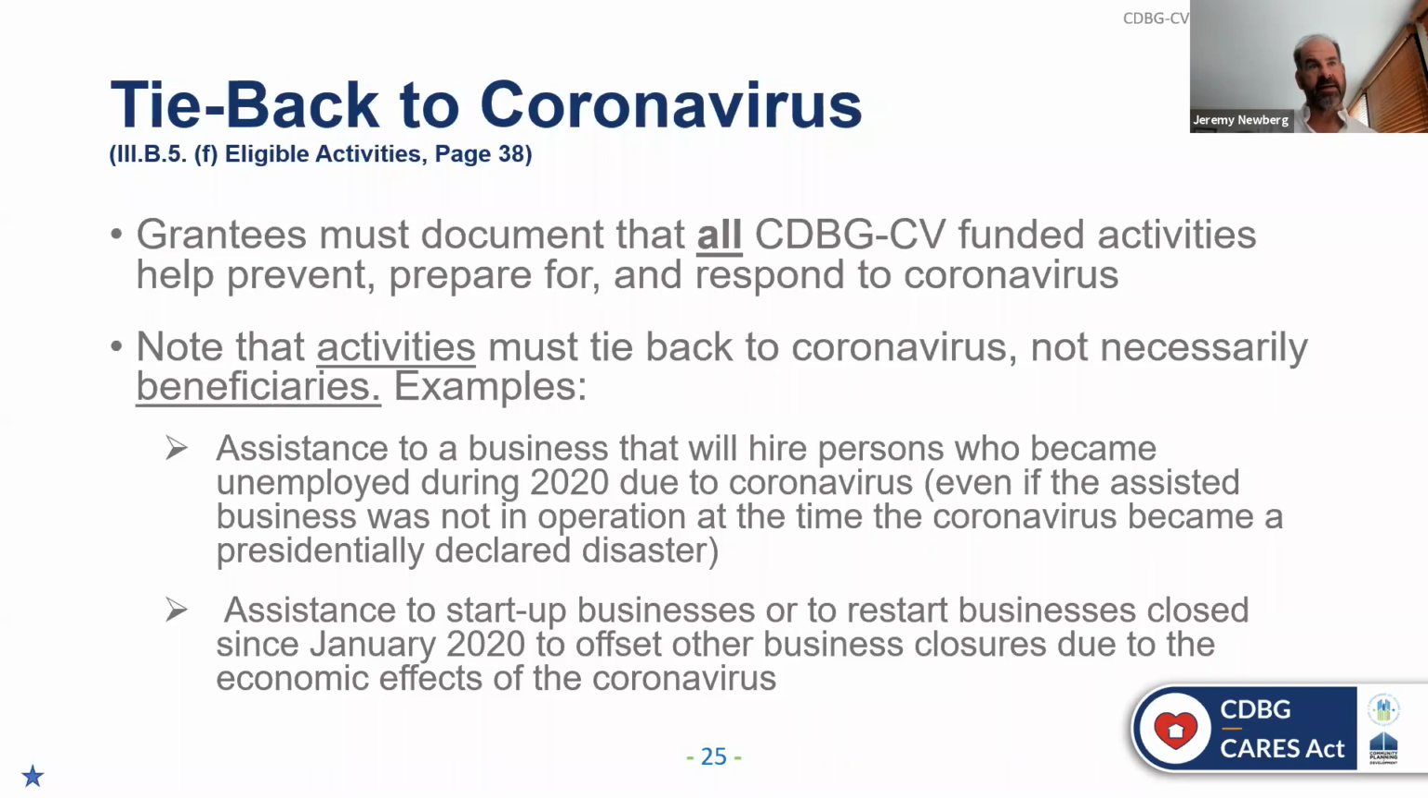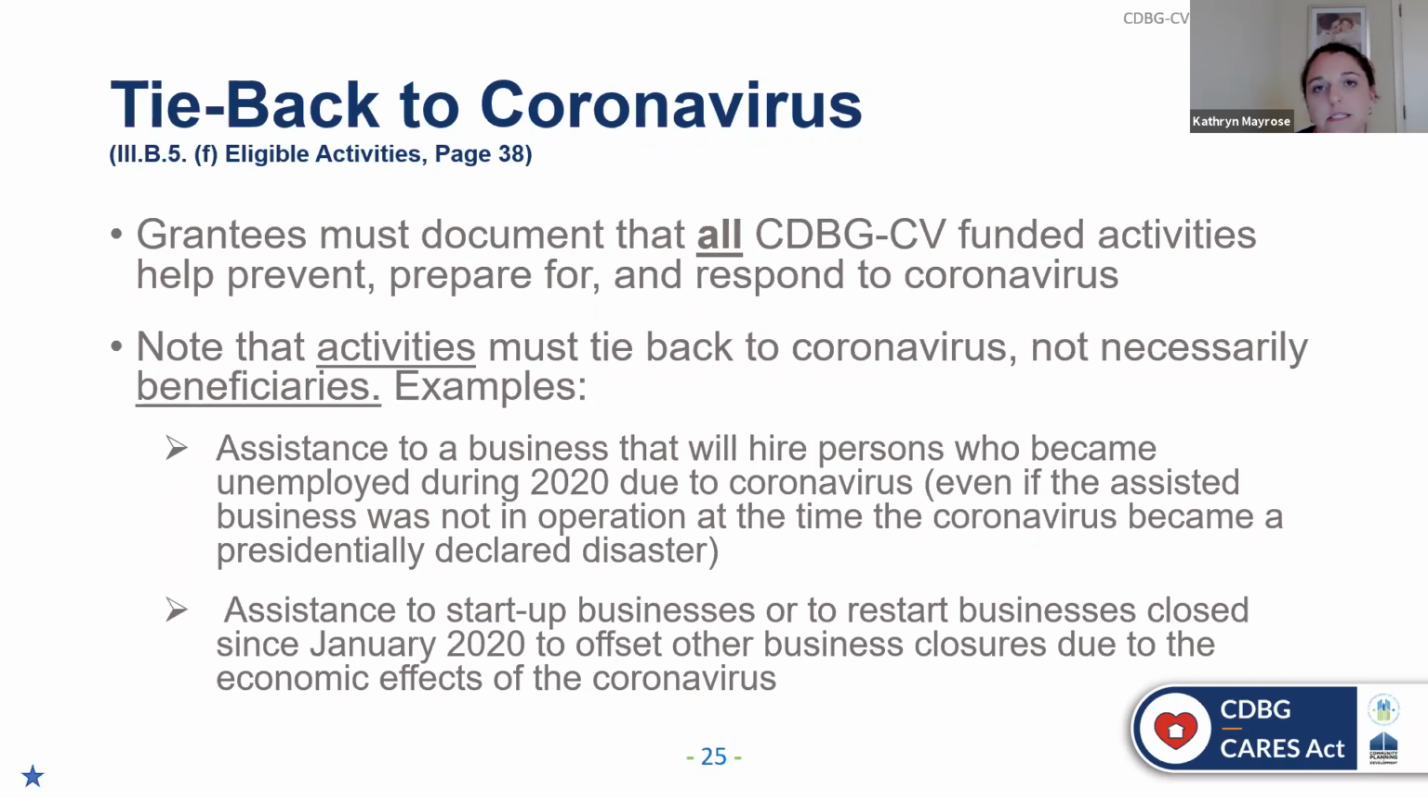Okay, tie back. That's me. All CDBG-CV funds are required to tie back to coronavirus. Tie back is, I think, not an official term, but it does mean that you have to document that all of your activities that you're funding help to either prevent, prepare for, or respond to coronavirus. You probably heard HUD refer to this as PPR, which is prevent, prepare for, and respond. The activities need to tie back to coronavirus, but not necessarily the beneficiaries.